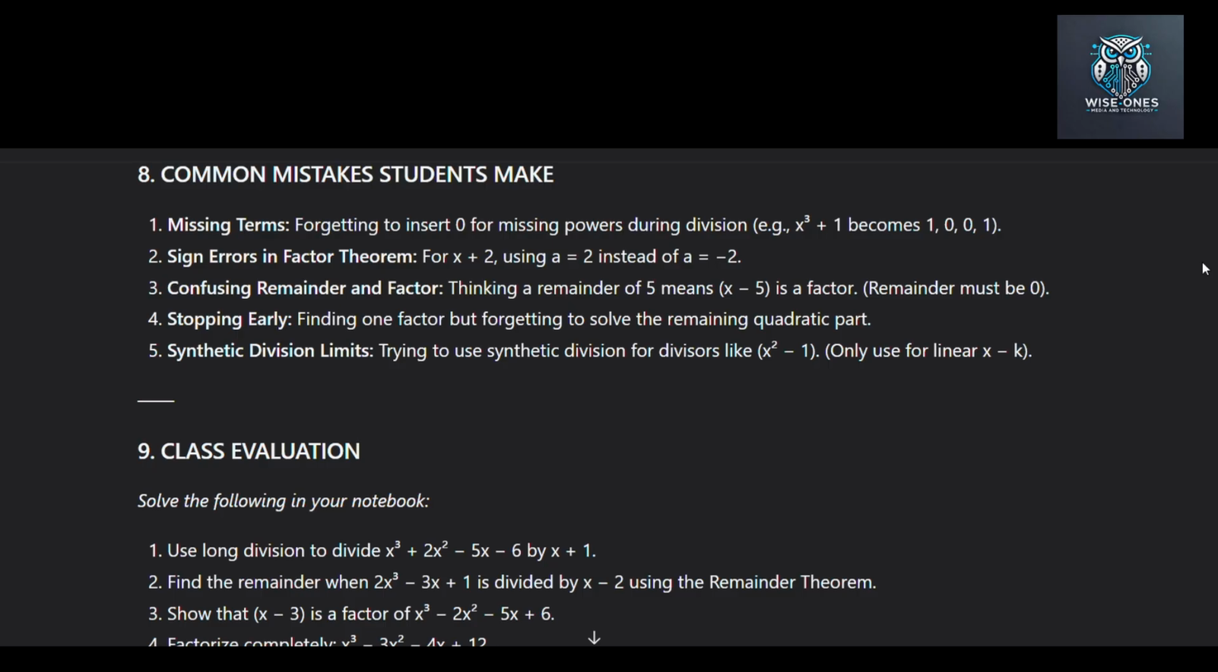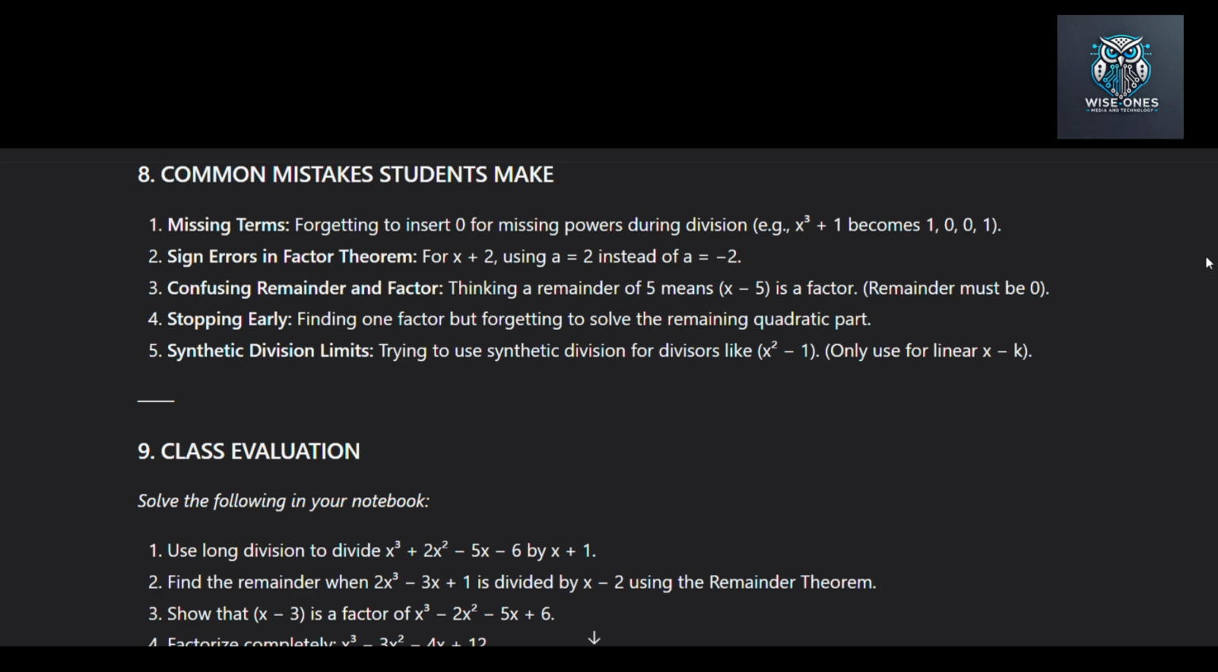Mistake number 4. Stopping early. Finding one factor but forgetting to solve the remaining quadratic part. You must find all roots. Mistake number 5. Synthetic division limits. Trying to use synthetic division for divisors like x squared minus 1. Only use it for linear x minus k.